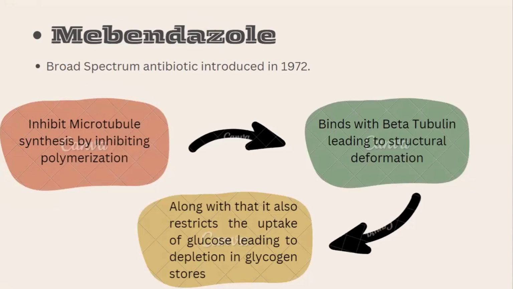First, now Mebendazole. It is a broad spectrum anthelmintic which was introduced in 1972. The main mechanism of action of mebendazole is that it inhibits microtubule synthesis. Microtubule synthesis basically involves two main proteins, that is alpha tubulin and beta tubulin. The drug binds with the beta tubulin portion, inhibiting the polymerization of these two proteins, which leads to the structural deformity of the worm.